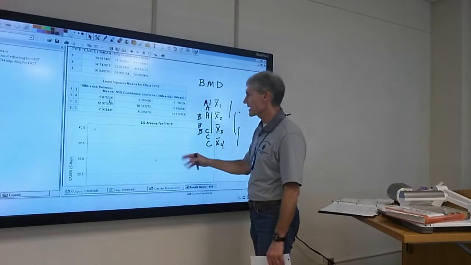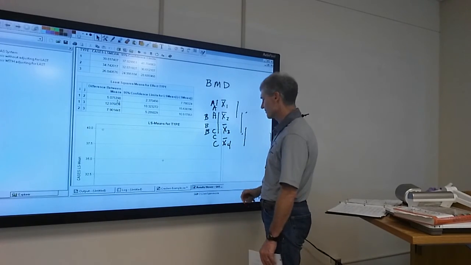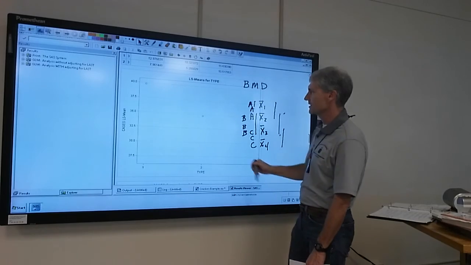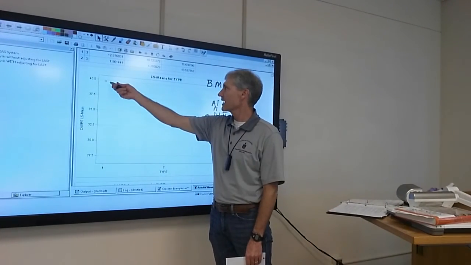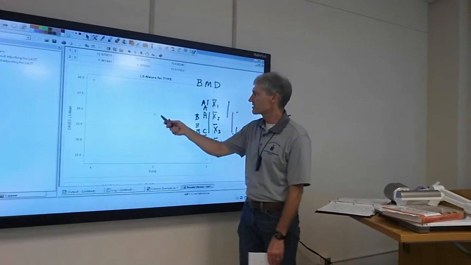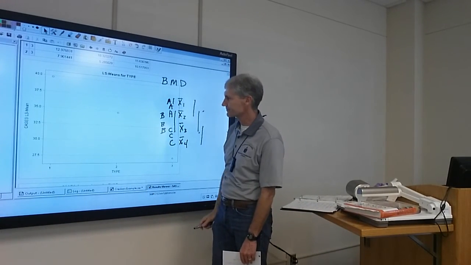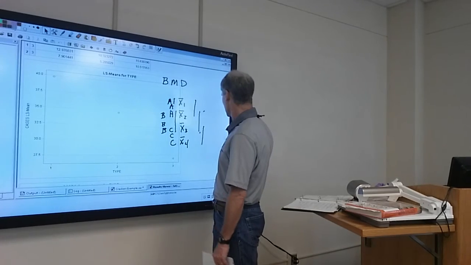Now there is a plot here for LS means. It's really not a real helpful plot, but you do see that type 1 had the highest LS mean. It's just graphically showing those 3 numbers. So, again, it doesn't help you a lot.